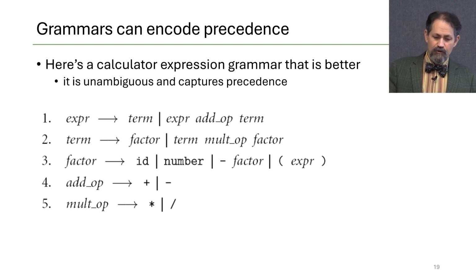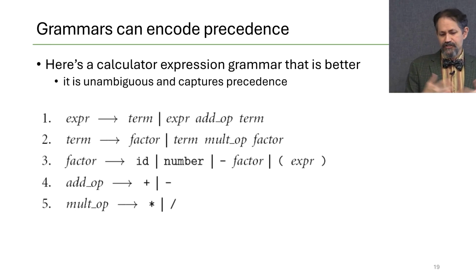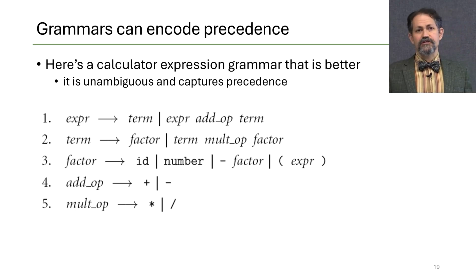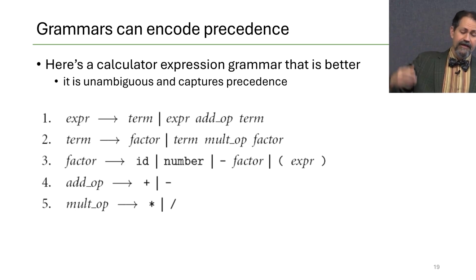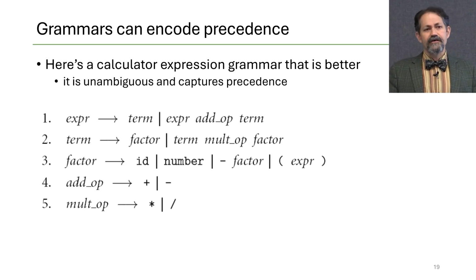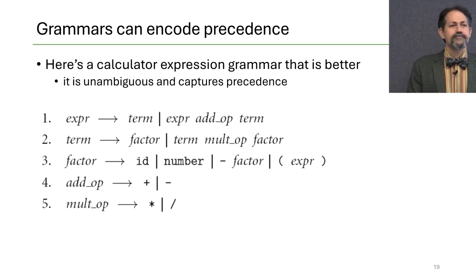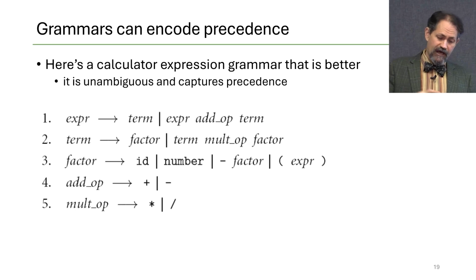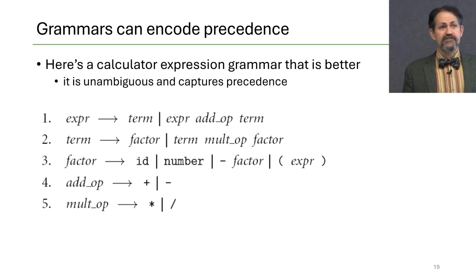Similarly, a term that captures multiplication and division is a term multop factor or a factor. And the factors are just these unary things like a single identifier, a single number, a negation of some factor, or a parenthesized expression, right? So parentheses allow us to go back up and nest an addition inside a multiplication operator or a term. And now, of course, we have to group the add operators with each other and separate them from the multiplication operators so that we can distinguish the precedence of these two.